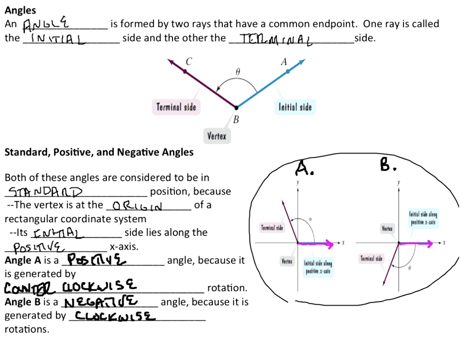So you start at the initial side when it's in standard position, and when you move counterclockwise to get to the terminal side of that angle, that's when it's considered a positive angle. And then if we look at B here, we start at the initial side that's in standard position and we move clockwise. That one is considered negative.